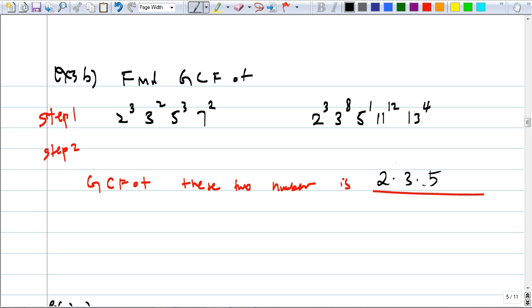Lowest, so that it goes into both of these numbers. So do I choose 2 to the 3rd or 2 to the 3rd? Well, there's nothing to choose from. It's both 2 to the 3rd. What about 3 to the 2nd or 3 to the 8th? 5 to the 3rd or 5 to the 1st? That's it. That's your GCF. And of course, you multiply them out if you can. So 2 to the 3rd is what? 8 times 3 to the 2nd, 9, times 5, which is 360.